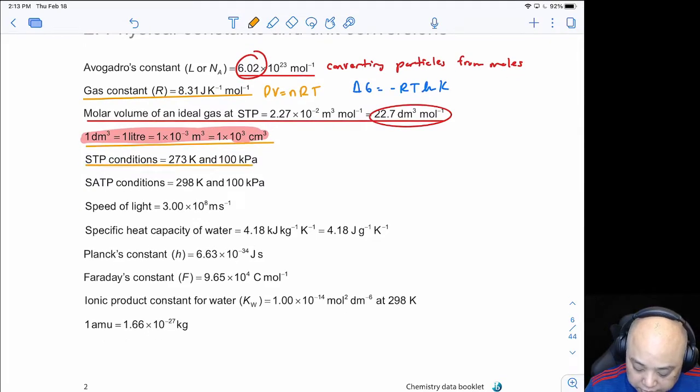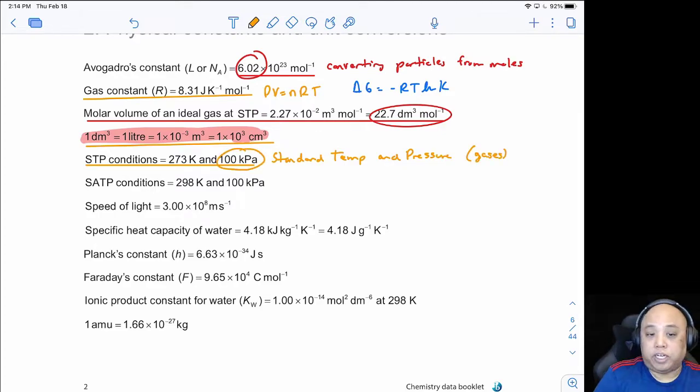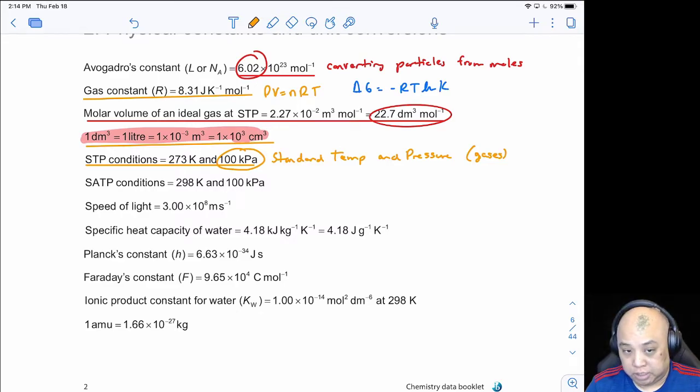Here's what I was talking about with standard temperature and pressure of gases. It's now 100 kilopascals and not 101.3, which is 1 atmosphere. And that's why the small subtle change from 22.4 to 22.7 occurs, because your pressure is decreased a little bit, so your volume is going to naturally increase a little bit at the same 1 mole of gas.